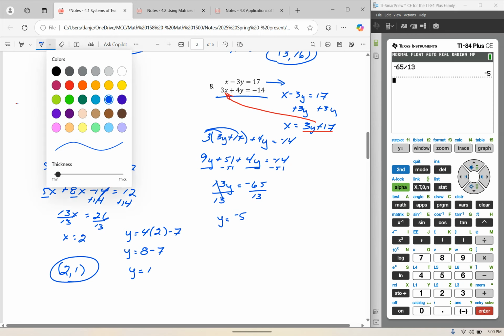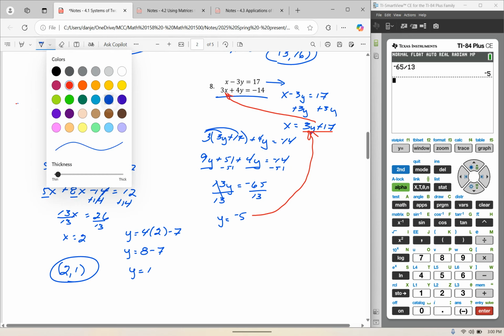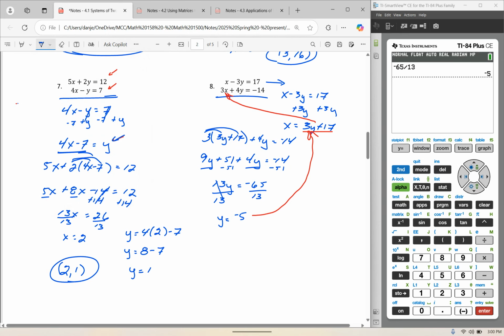Now that I have y equals negative 5, I'm going to take that value and plug it back into this equation here. And so x is 3 times the negative 5 plus 17. So that'd be a negative 15 plus 17 equals 2. So x equals 2, y equals negative 5: 2, negative 5. Notice that is the solution to my system.